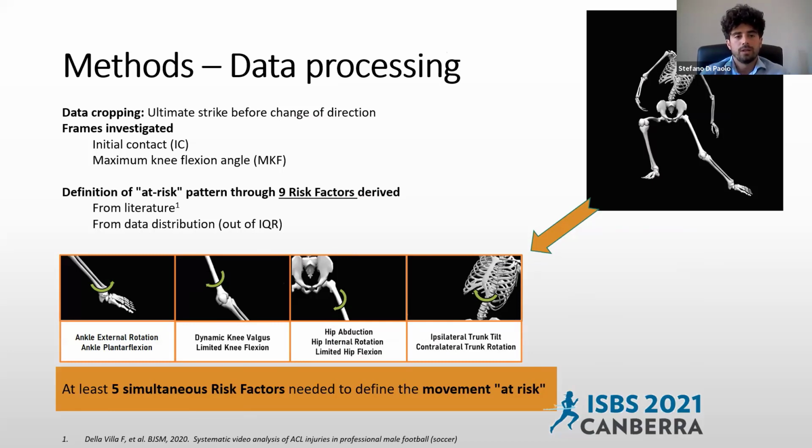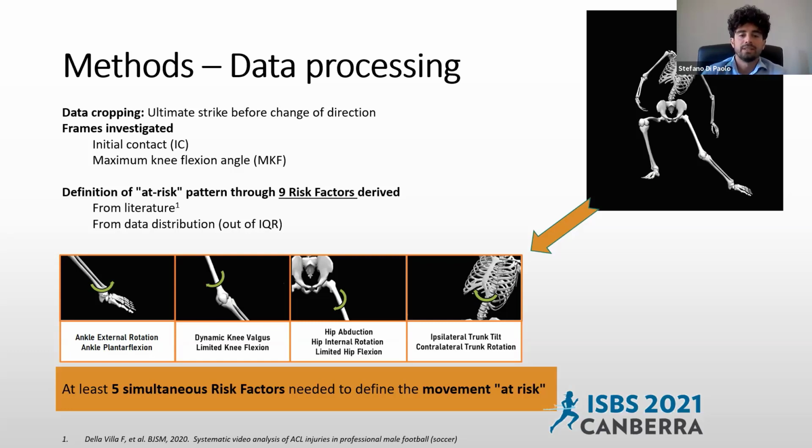To define a movement for each athlete as at risk, we set up a set of 9 risk factors derived either from literature or from our data distribution. As you can see in the picture on the right, this is the main biomechanical pattern found in athletes who underwent anterior cruciate ligament injury. The 9 risk factors are the ones that you can see in the picture on the left, and they mainly belong to 4 different categories, which were foot position, trunk position, limited lower limb flexion angle, and dynamic knee valgus.